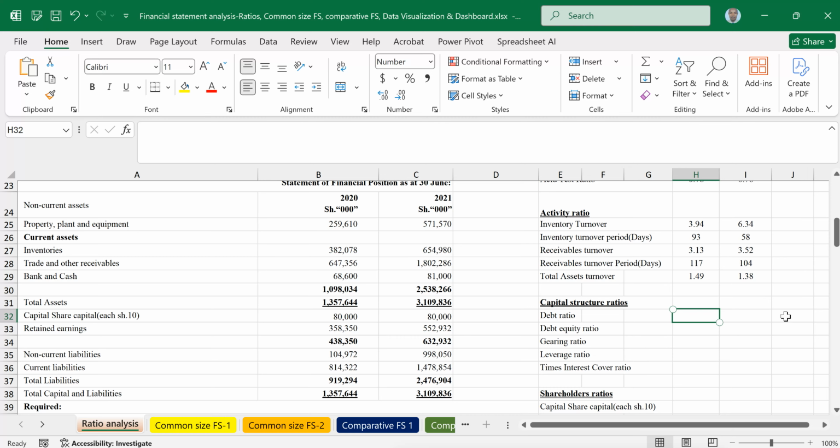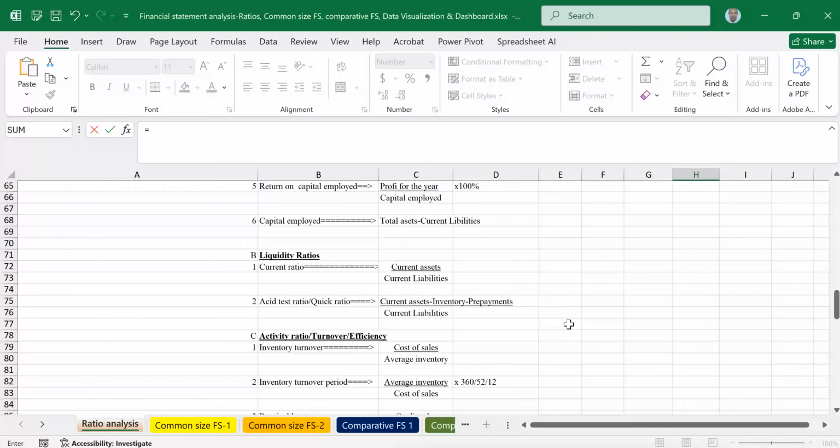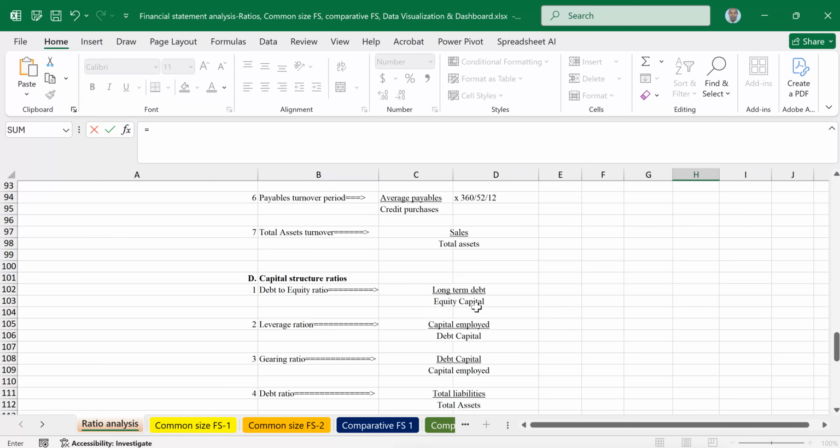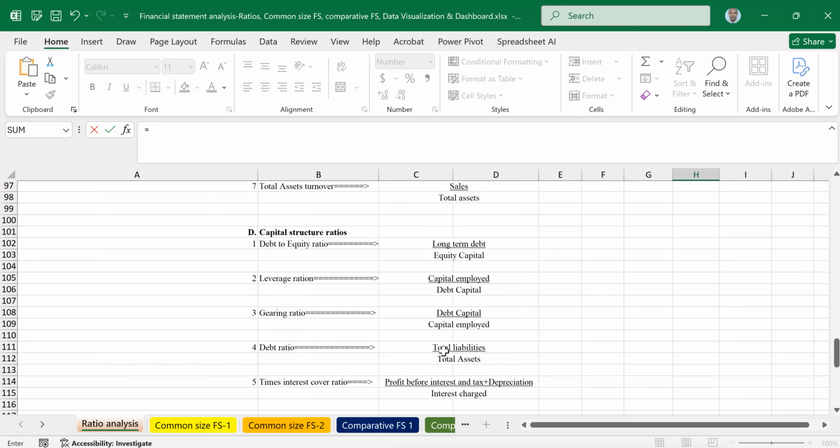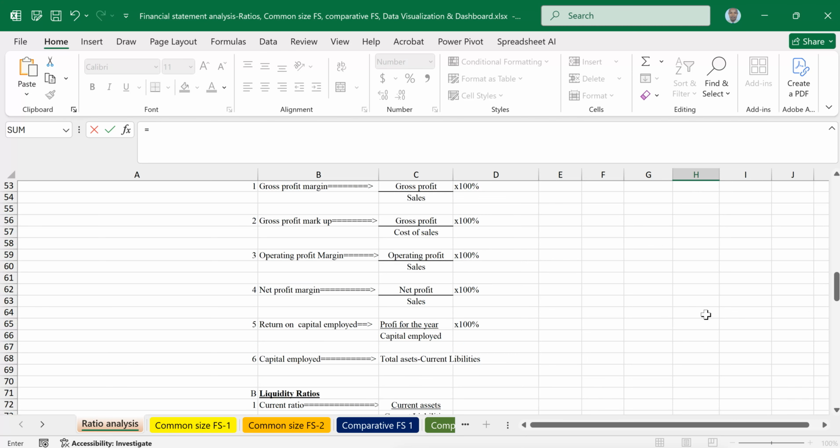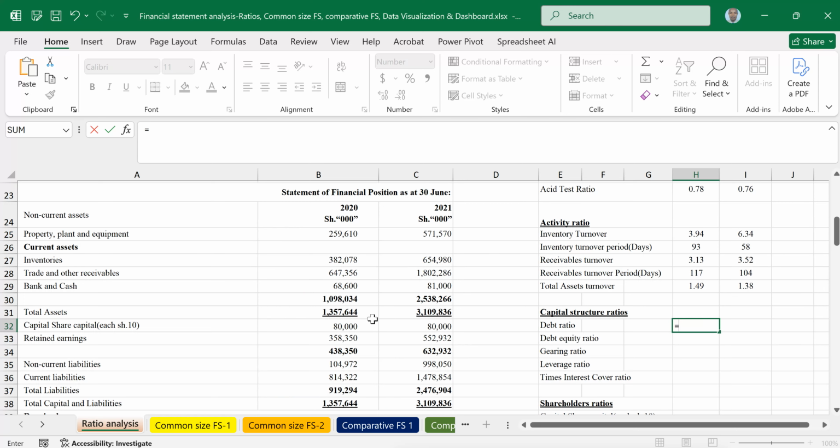Capital structure. We start with the debt ratio. How do we get debt ratio? Debt ratio from the formulas that we had here. Debt ratio is long-term debt over equity capital, not total liabilities over total assets. So total liabilities over total assets. So take total liabilities and divide with total assets.